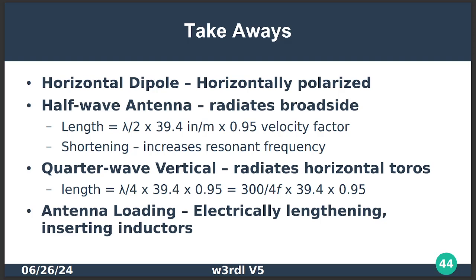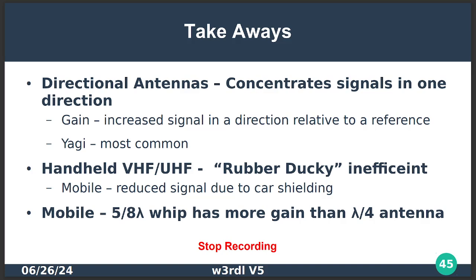Quarter wavelength vertical radiates horizontally. Length is a quarter. Remember that formula. Remember, if you put wavelength over 4, it's a quarter. Wavelength over 2 is a half. Antenna loading electrically lengthens the antenna, and is usually inductors, can be capacitors, but it's usually inductors.